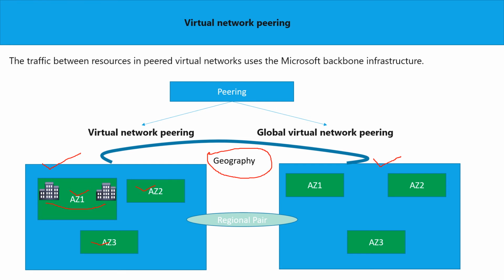When we talk about a communication which is going to happen, they are going to have a very high speed link between these regions, and all the traffic between the resources in a paired virtual network uses the Microsoft backbone infrastructure.